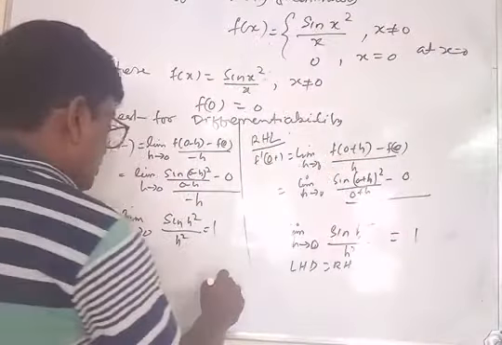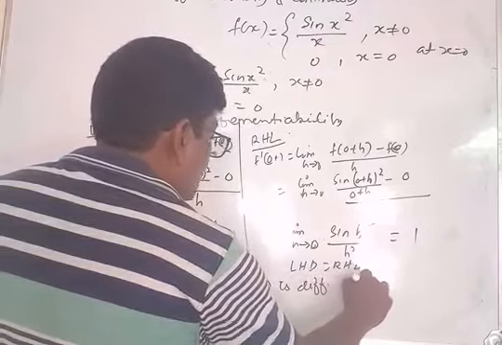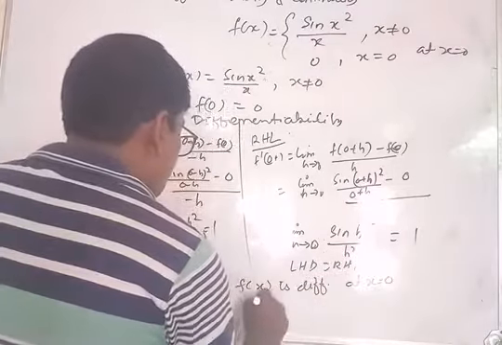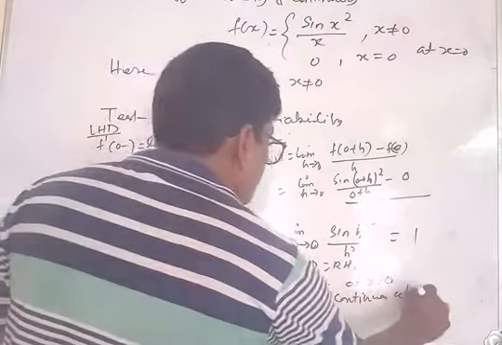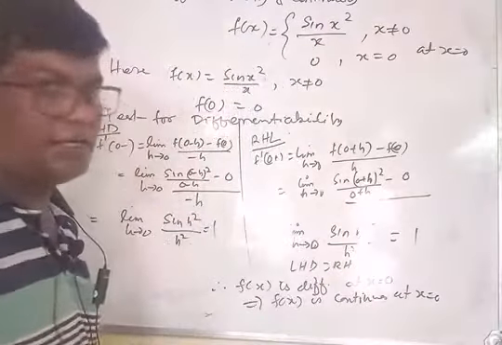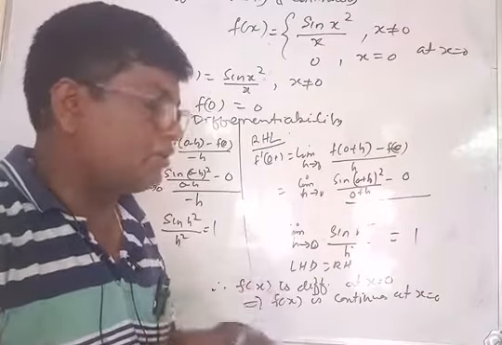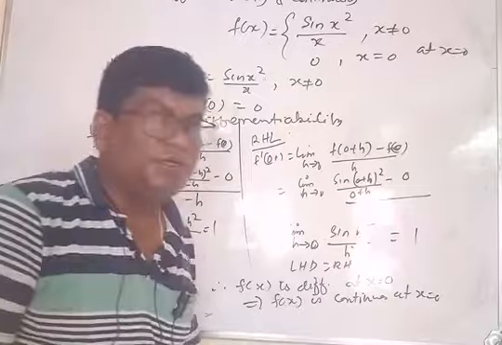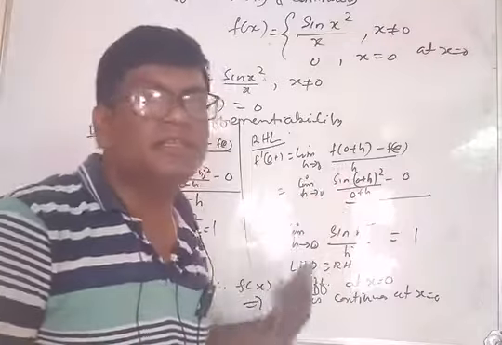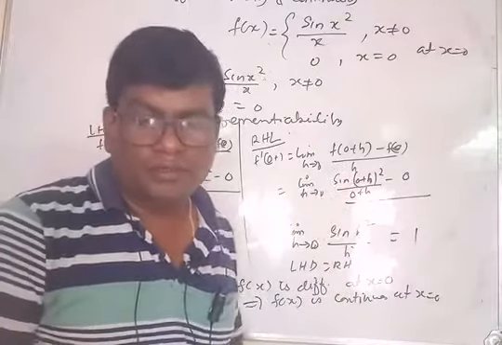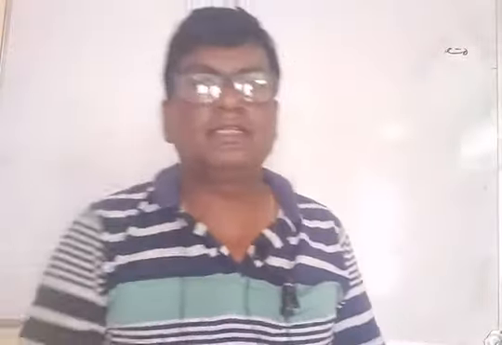Therefore f of x is differentiable at x is equal to 0. That implies f of x is continuous at x is equal to 0. If the function is differentiable at a particular point, then there is no need to check continuity. For the relationship between differentiability and continuity: if a function is differentiable, then the function is continuous. Okay. Now, the differentiability chapter is completed.